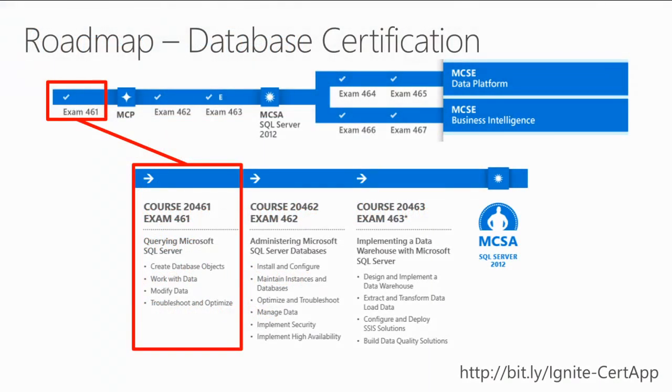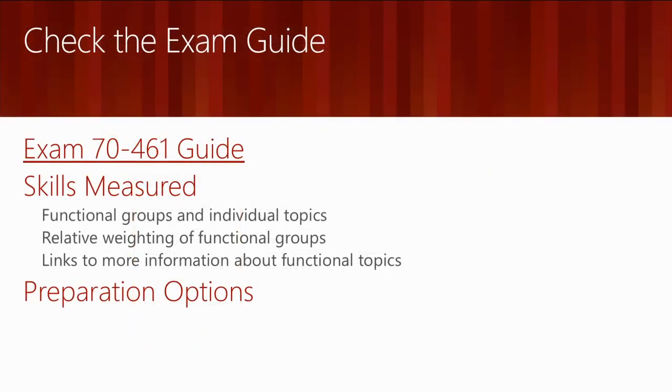The last little thing to highlight is the database roadmap and where this fits on the path. You're going to notice that this is really the entry to all of the data exams. The 461 is. I always like to mention right up front, you don't have to take the exams in any particular order. That being said, you're not going to get credit for any of the later exams until you complete them all. So again, you don't have to take them in order.